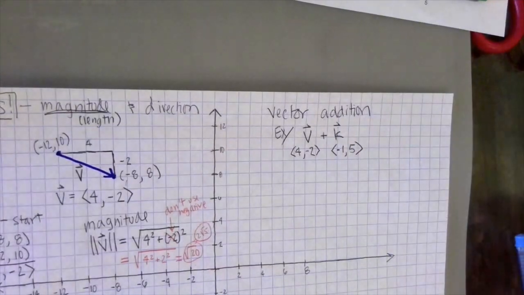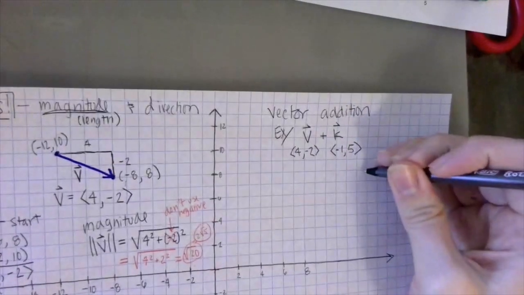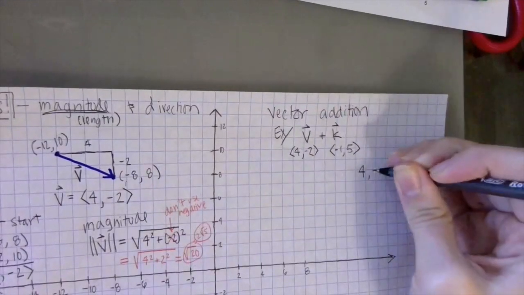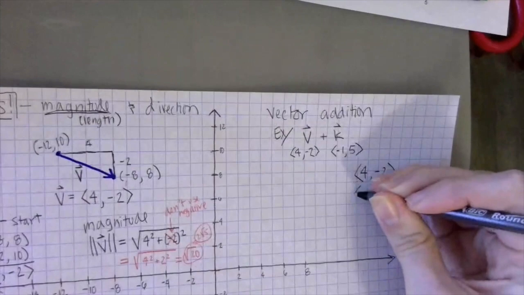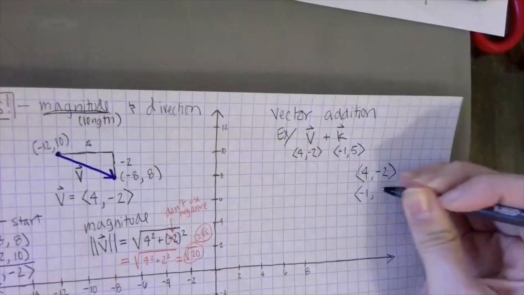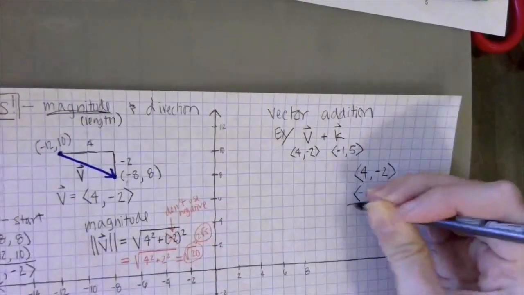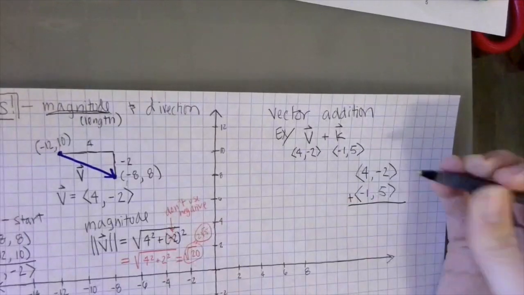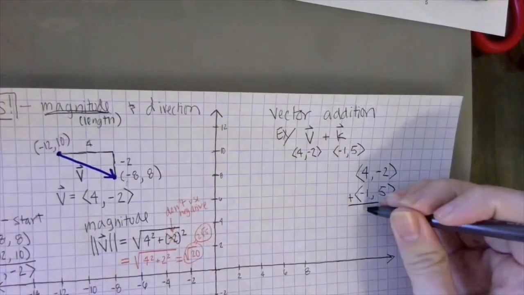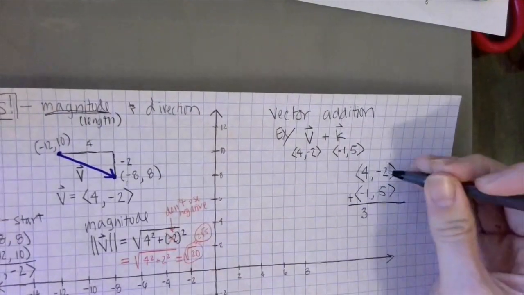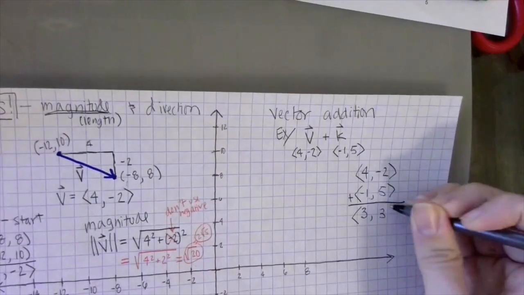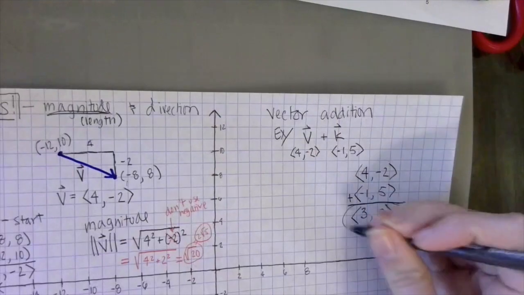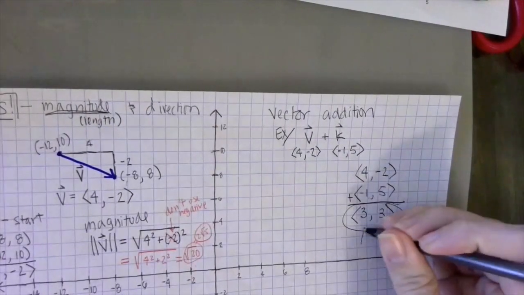So I'm going to add my two vectors here mathematically. I'm going to start with v, which is 4, -2. And right underneath it, I'll put vector k, which is -1, 5. I'm going to add up the two vectors. 4 plus -1 is 3, and -2 plus 5 is also 3. This answer right here is a vector, and it is called the resultant.